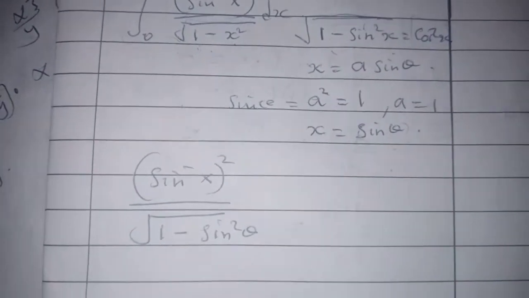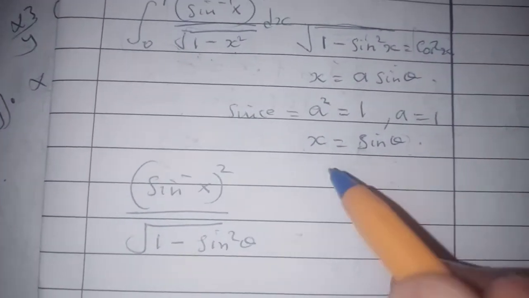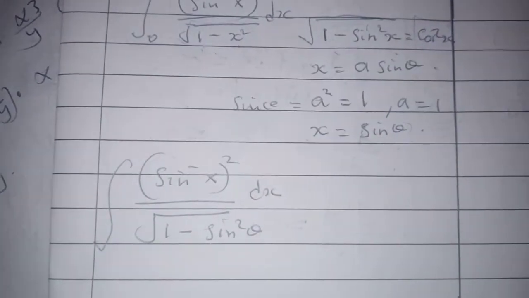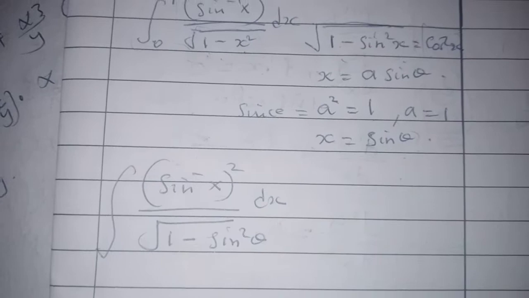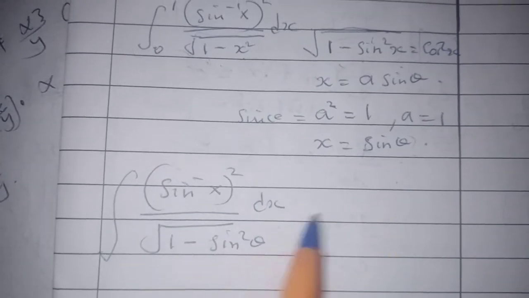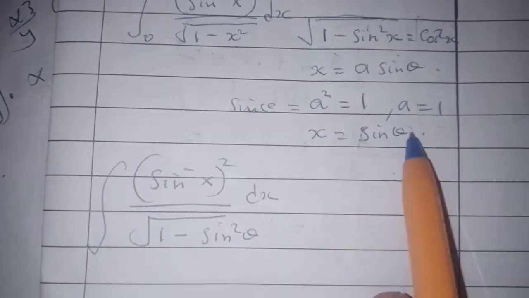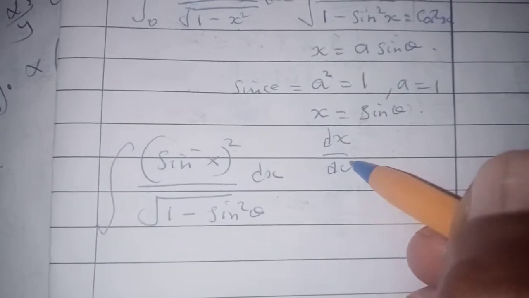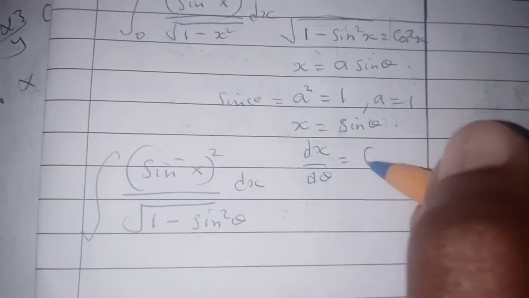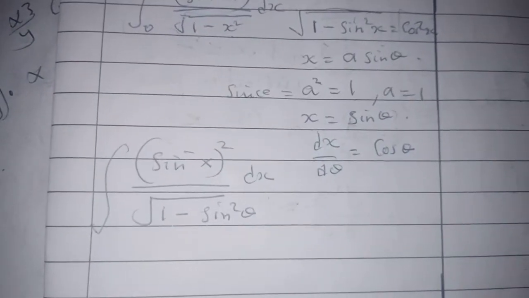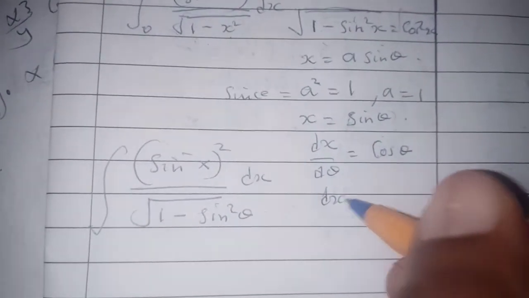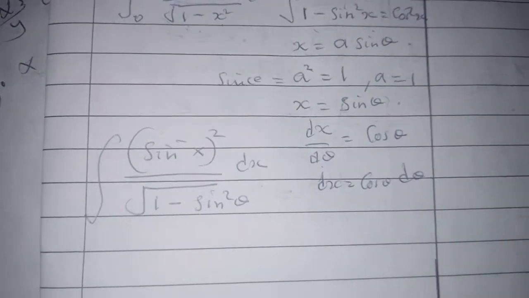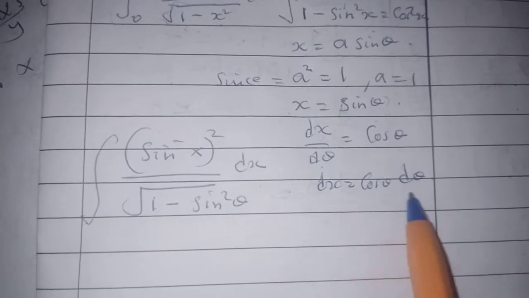But now what is our dx? We want to evaluate our dx from this. Change everything with x to theta now. Let's find our dx d theta. Our dx d theta is just cos of theta. Therefore, dx is just cos theta d theta. So far we are together here. Now let's come and substitute it here.